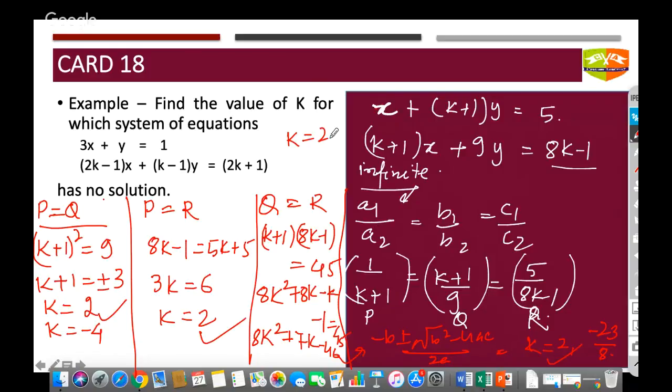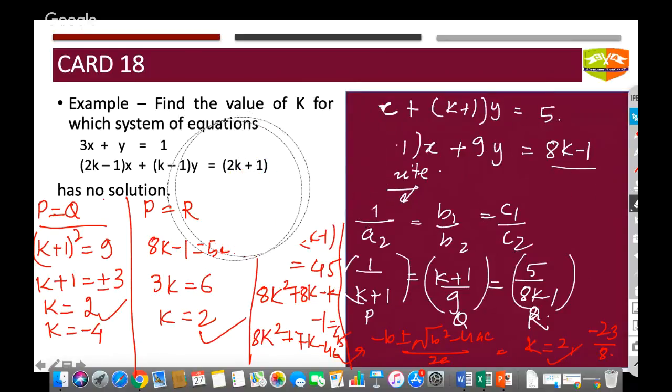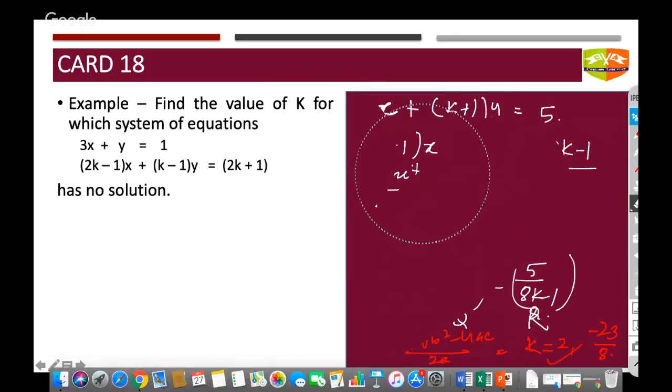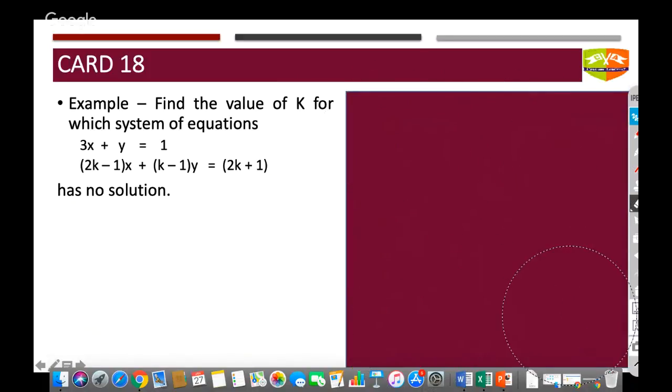So I'll write here, as k is equal to 2 is common to all three cases, hence k is equal to 2 is the answer. So this is how we have to take questions and solve them in this particular chapter.